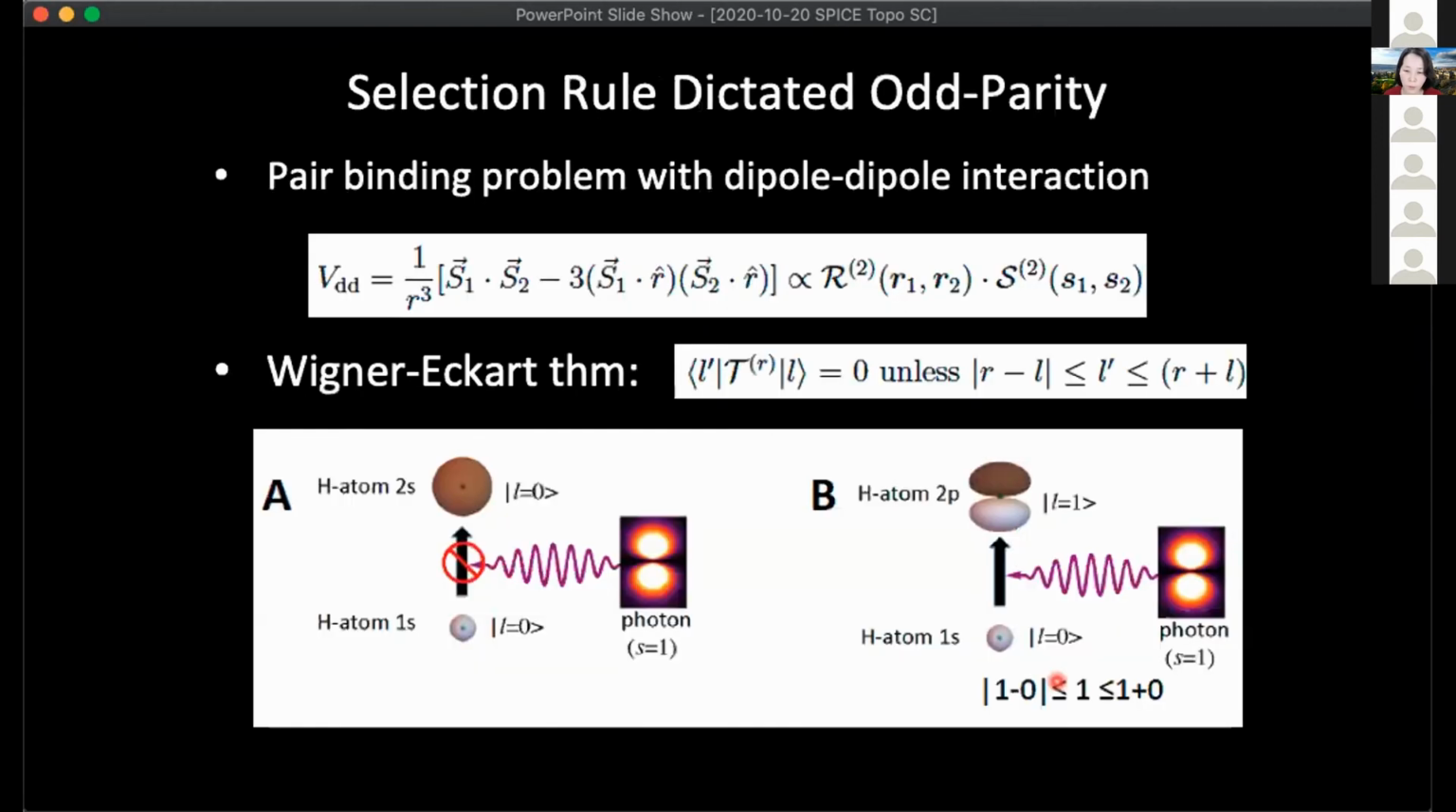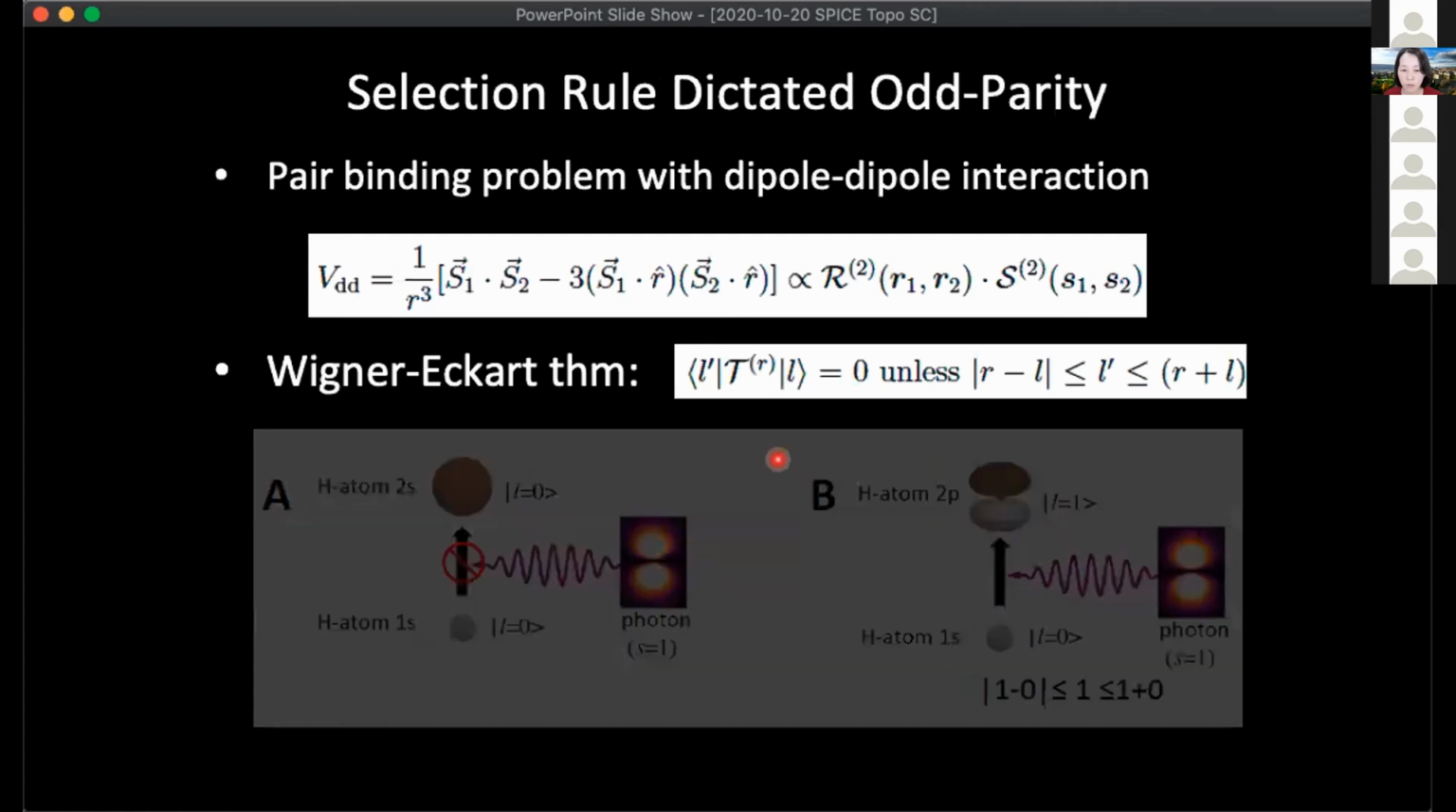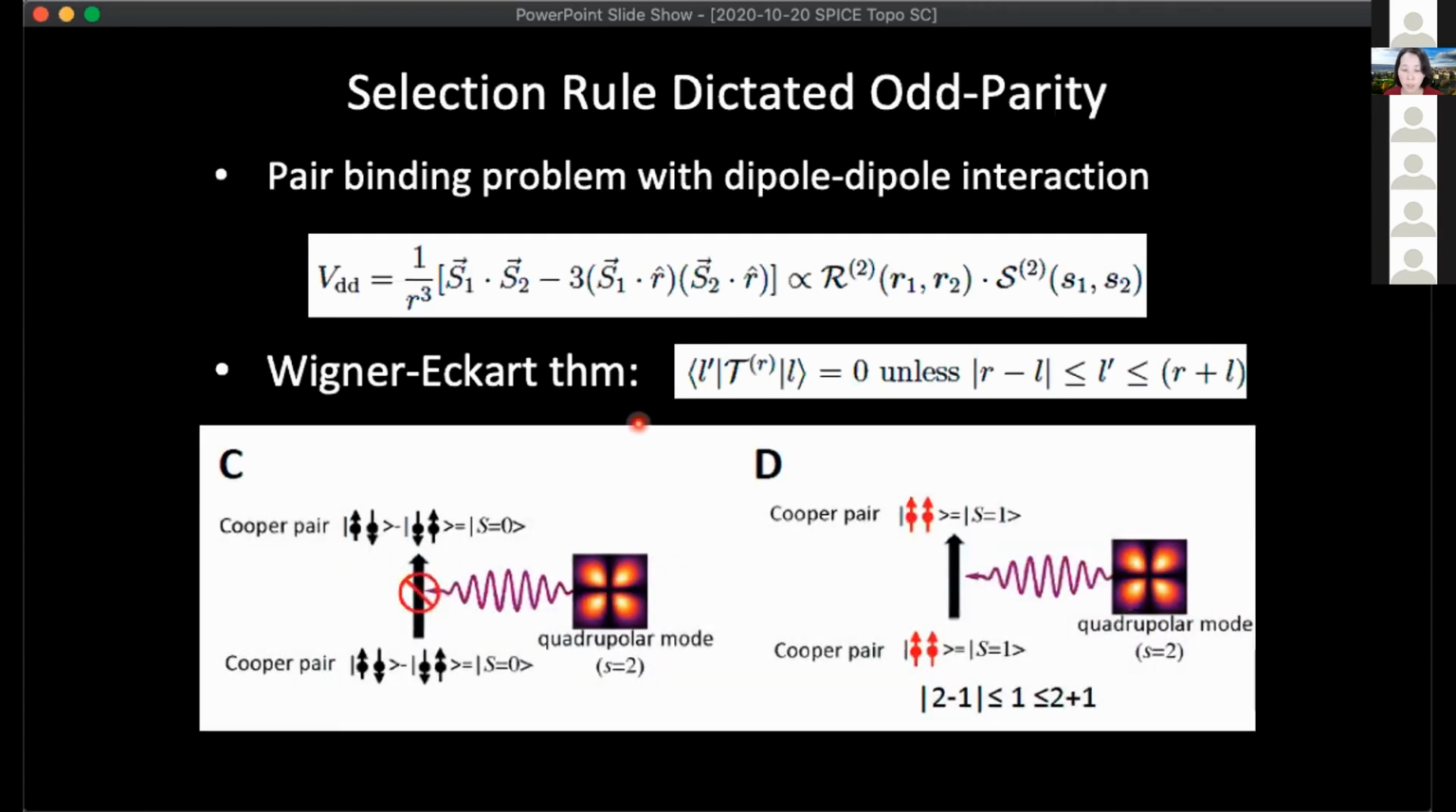And we found for the SPICE, because the interaction is very restricted in the phase space, because of this extreme anisotropy, there is a selection rule that prevents the pairing in the even parity channel. Just like the familiar selection rule, Wigner-Eckhart theorem for hydrogen atom, there is a selection rule at play for this system where the pairing in the even parity is forbidden and only odd parity can occur.